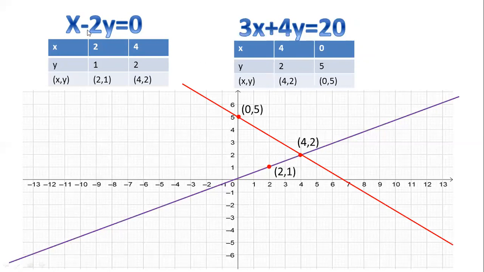So the graphs of this pair of linear equations in two variables are intersecting at one point. That is, they are intersecting at (4, 2). So we have represented it algebraically and geometrically. Let us go for another example.